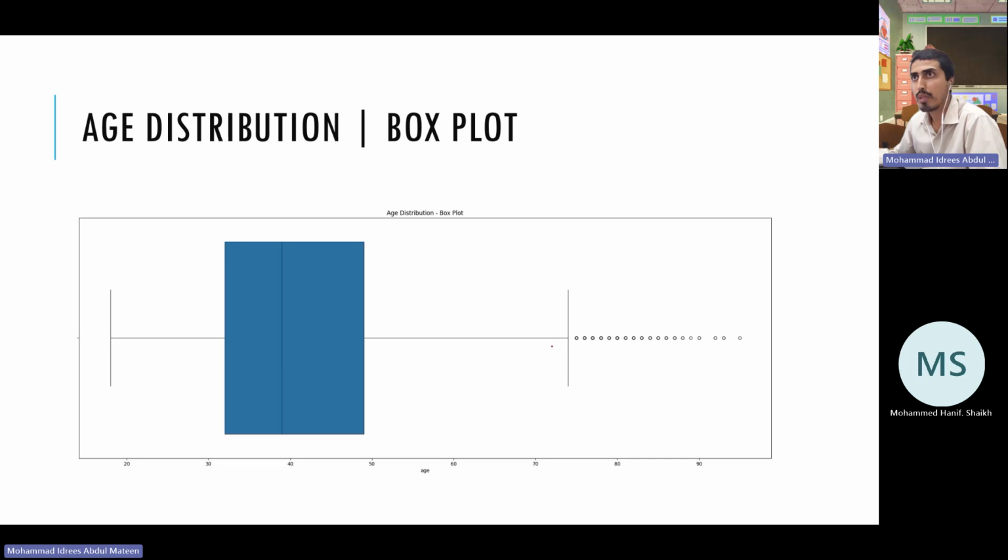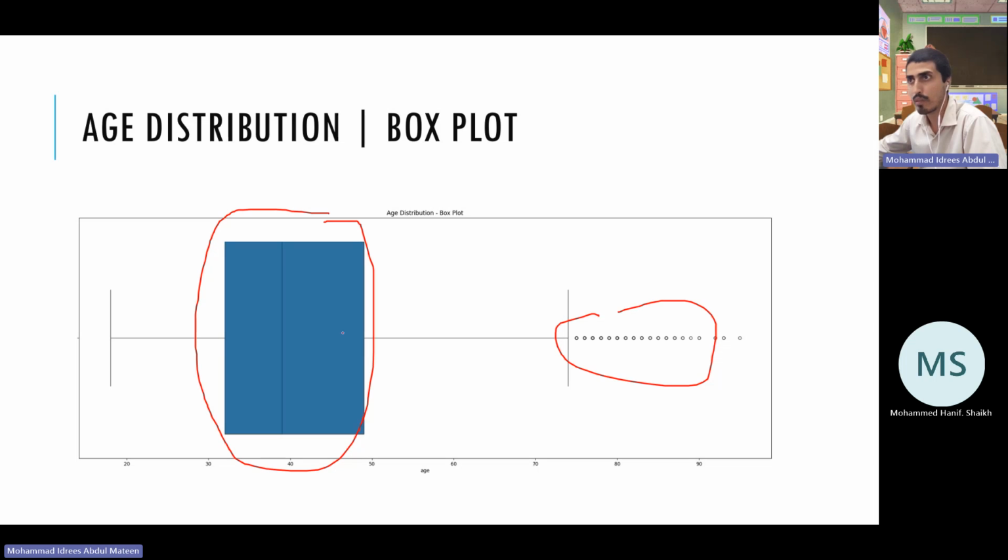And in the same way, we have done some visualization for age distribution. The box plot is also giving the same picture, because outliers are there. These are our outliers. This is the box plot which is representing our quartiles, and this is representing our mean, and this is how the age distribution is working.